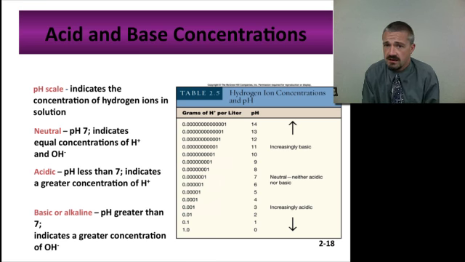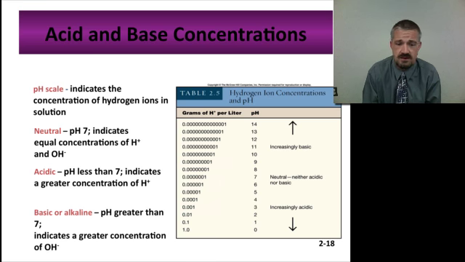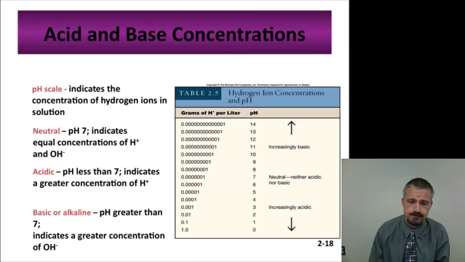A base or an alkaline is going to be anything higher than 7. And the further it goes up that scale, the closer to 14, the more basic or alkaline it's going to be.